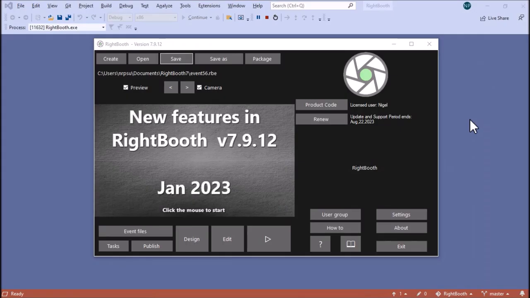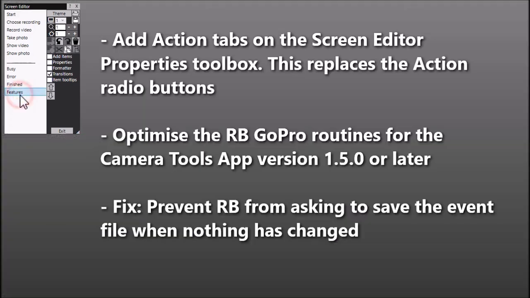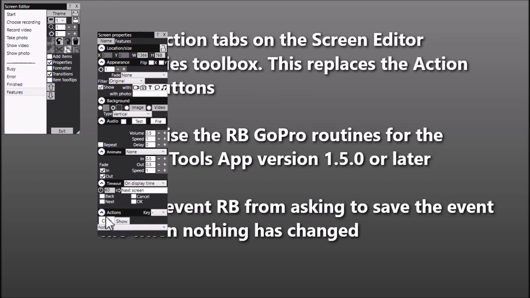Finally, I'd just like to mention a few minor changes and fixes that have been introduced in this version. I'll show you on one of the screens here. So the first one is the action tabs on the screen editor properties toolbox, which replaces the action radio buttons. What do I mean by that? Let's have a look at properties. Now down here are the actions that can be applied to the screen. Prior to this change we were showing 2 radio buttons here, which I think was confusing people. I hope this is a little bit more clear.